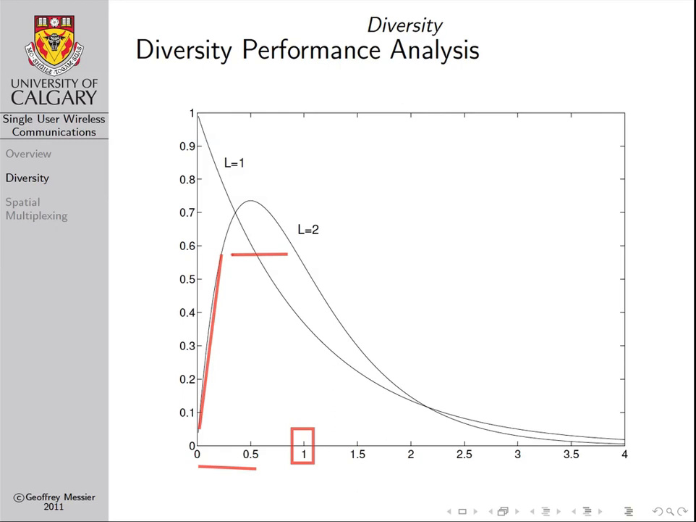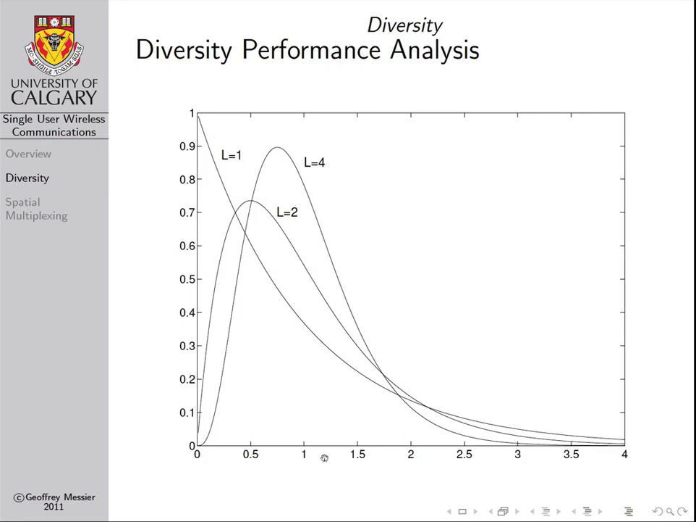As we add more and more diversity paths, what happens is our fading distribution spends less time close to 0 and more time concentrated around the mean of 1. So it effectively reduces or eliminates the amount of variation we see in the signal due to fading. And so we can continue this by adding the distribution for 4 diversity paths. We can see when we look at the curve for 4 diversity paths that the trend is continuing.